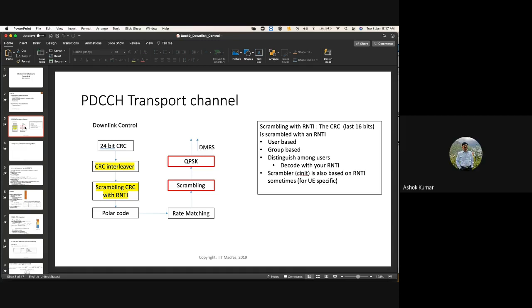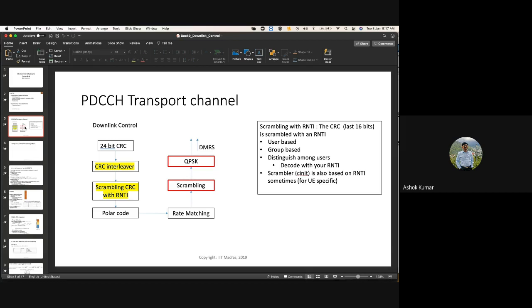So can we conclude that all the RNTIs for different purposes are allotted by the gNodeB to the UE, and the UE uses them for scrambling a particular signal? The base station uses it for scrambling, and the UE also uses the same thing for decoding. Yes, what you say is true, but the allotment is done by the base station. Everything is done by the base station, and the RNTIs are dynamically allocated.